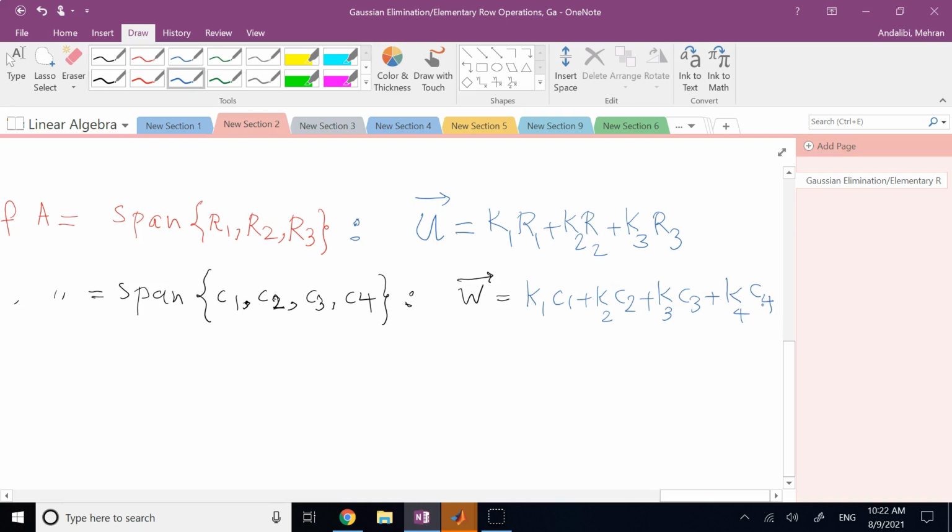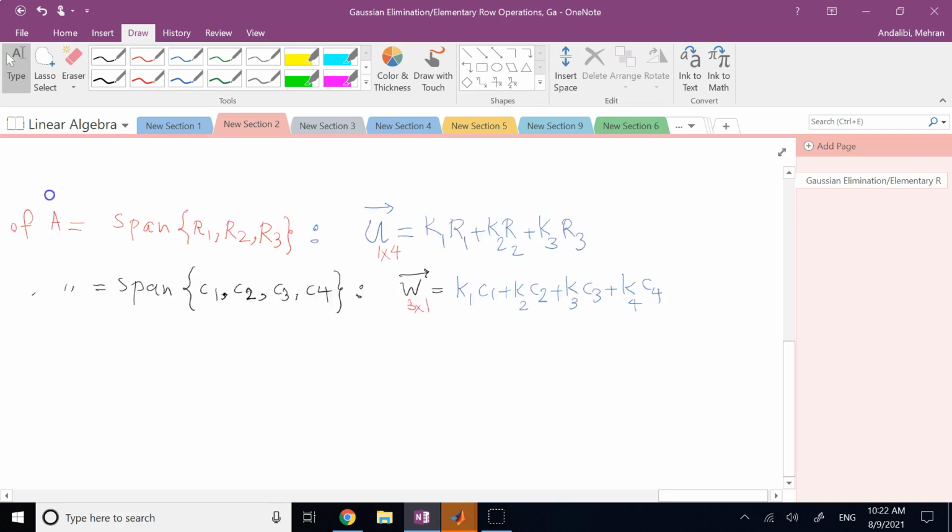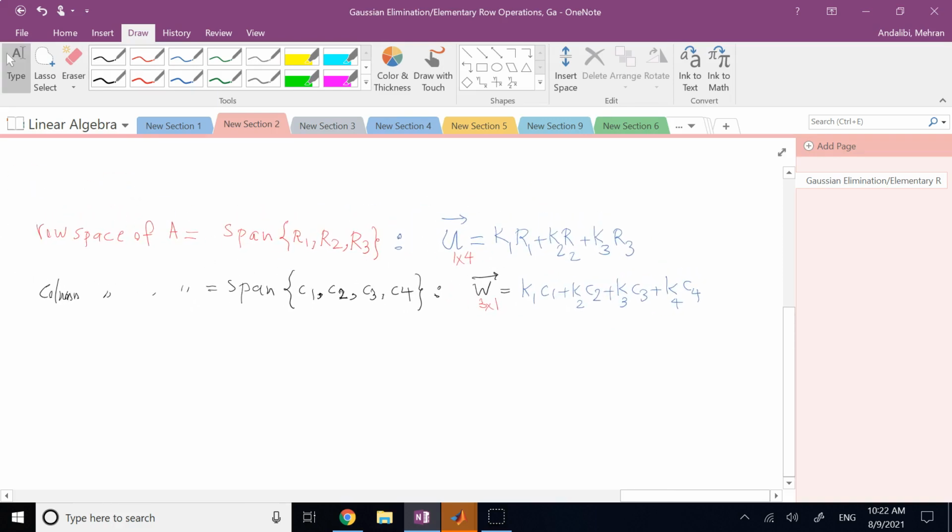Okay, so clearly you see the nature of row space and column space is a little bit different, right? In general, the vector W that you have is a combination of 3 by 1 vectors, so the dimension for this vector W is going to be 3 by 1. While here I'm combining 1 by 4 rows, so it is going to be a 1 by 4 type of vector. So the row span and the column span are different. They are not exactly the same.